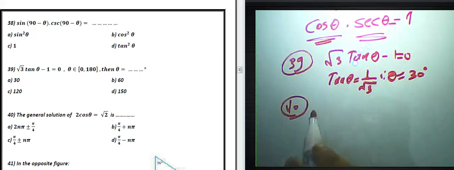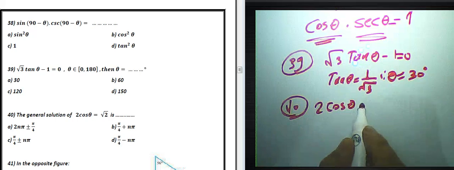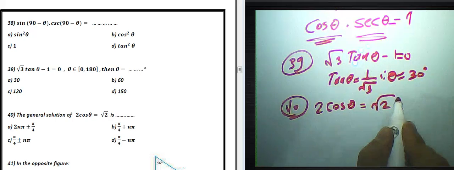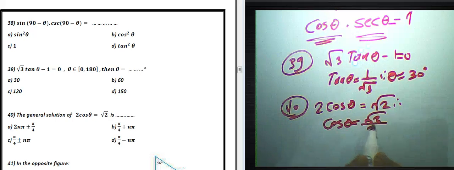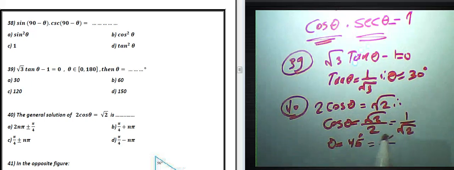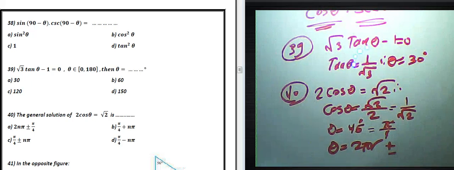The general solution of the equation 2 cosine theta equals root 2. We must divide it by 2. Then cosine theta equals root 2 over 2, which means 1 over root 2. So theta will be 45 degrees. But in this example, he asked about the general solution. 45 degrees equals pi over 4. So the general solution for question number 40: theta will be 2 pi n plus or minus pi over 4. Okay, that's the general solution for this example. It was question number 40.